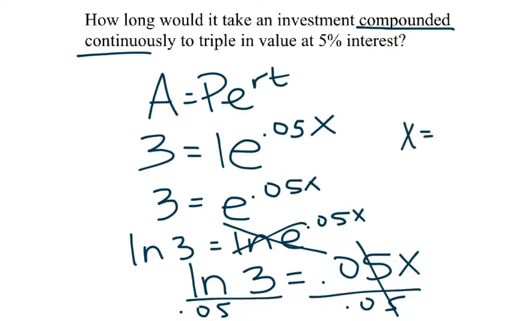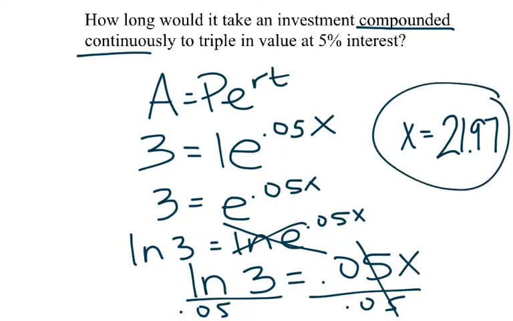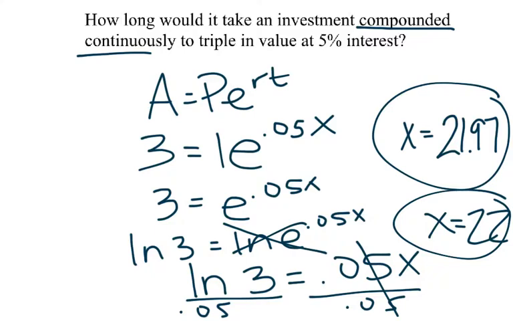Sorry, I realized I started using t and then I switched to x. I do that sometimes. That was not meant to be confusing. So it would take about 21.97 years. Because we're talking about time, if you wanted to round that to 22, that's perfectly fine. So about 22 years to triple your investment.